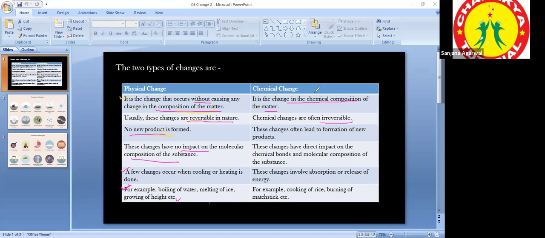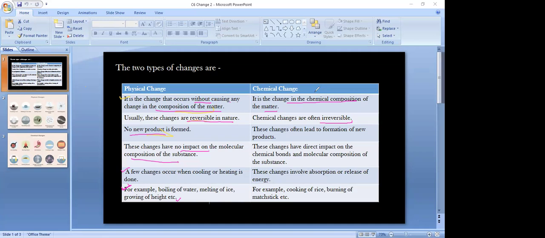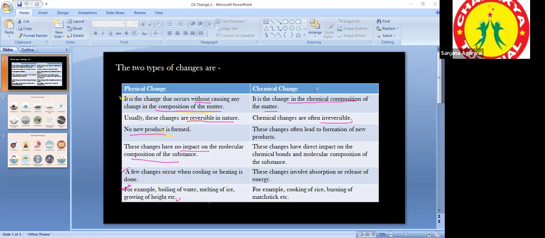More chemical changes. Photosynthesis. Yes, ma'am. Using up of carbon dioxide, water, and nutrients from the soil by the plants, and the growing up of leaves and plants and flowers and fruits, etc. These are chemical changes. These changes lead to formation of new products. So you can give a thought again on all the examples.